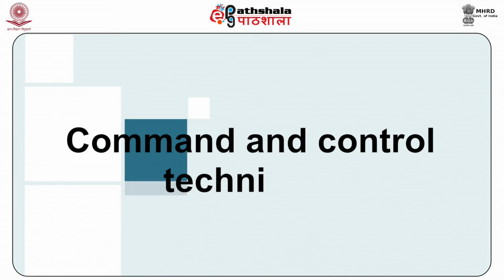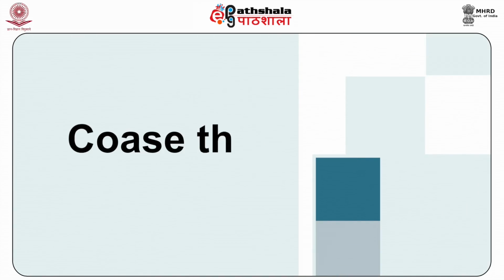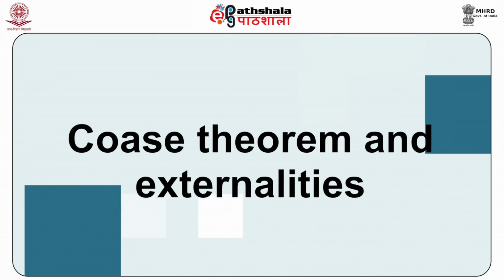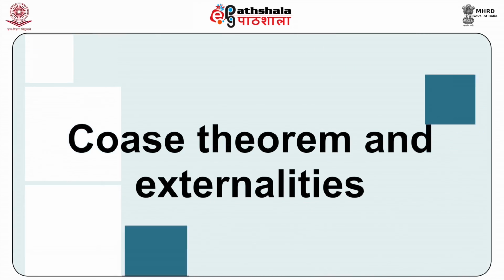Command and control techniques. An additional option is to compel individuals to consume the good or service that generates the external benefit by issuing directions for the same. For example, if suspected of having a contagious disease, an individual may be forced into the hospital to receive the treatment even against their will. Finally, we will discuss the Coase theorem and externalities.